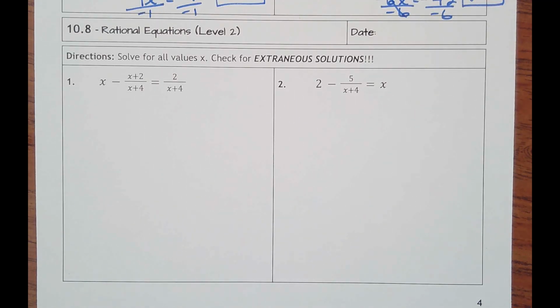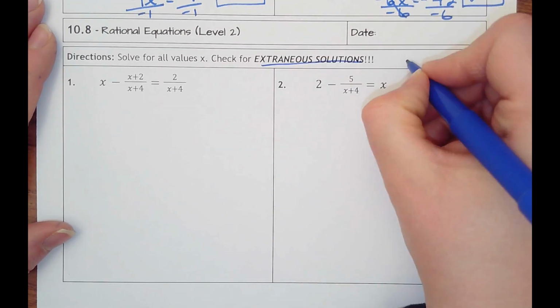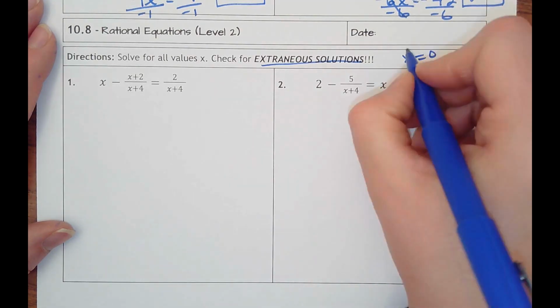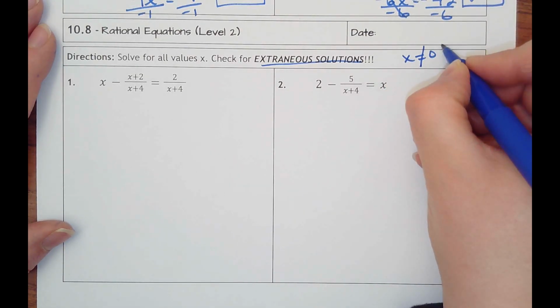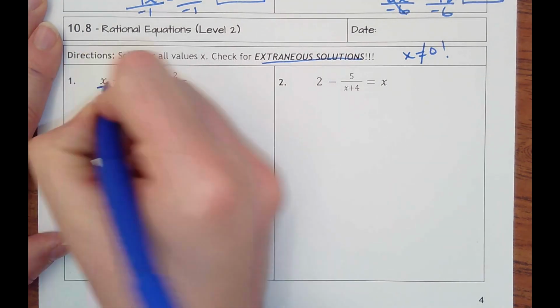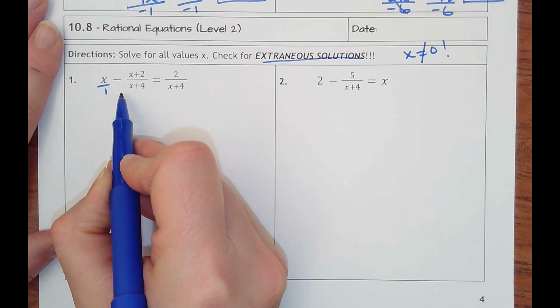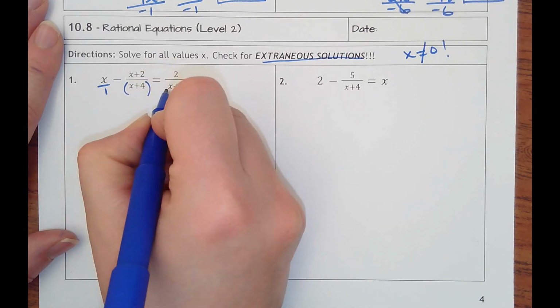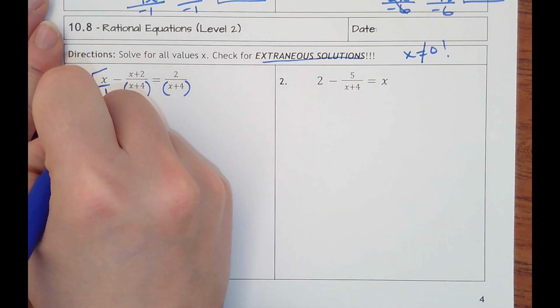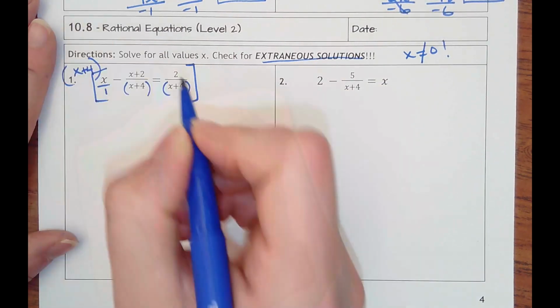Lesson 10.8 is rational equations, level 2. So remember to check for extraneous solutions, which happen when x equals 0. So x can't equal 0. Put any whole numbers over 1, and then you're trying to find your least common multiple for your denominators. So that would be your x plus 4, or multiply this whole equation times x plus 4.